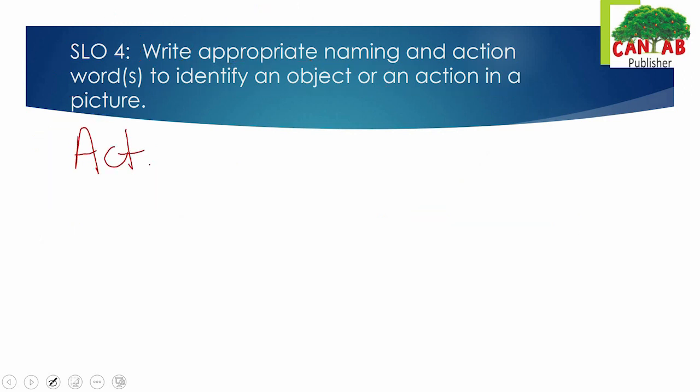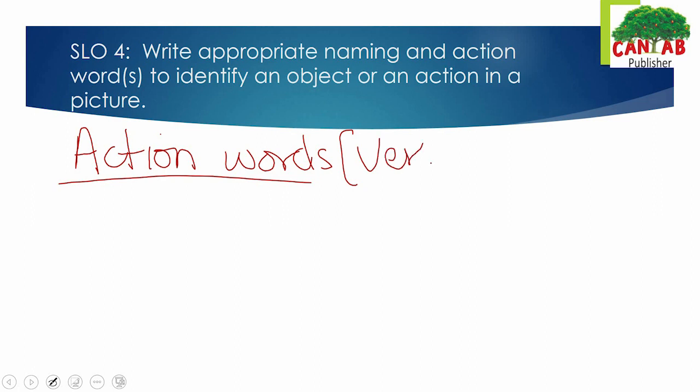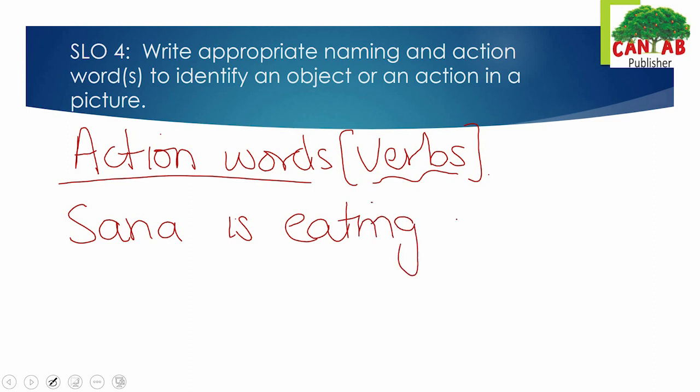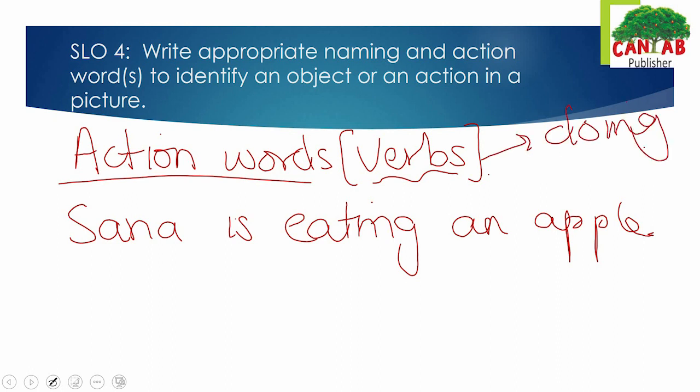Let's talk about some action words. Action words, known as verbs. Sana is eating an apple. Verbs are the doing words. Doing. Most of the time there is an ing at the end, which is a way to remember which word in a sentence can be a verb. So can you find a word in this sentence which has ing at the end? Eating. This is the action she is doing.